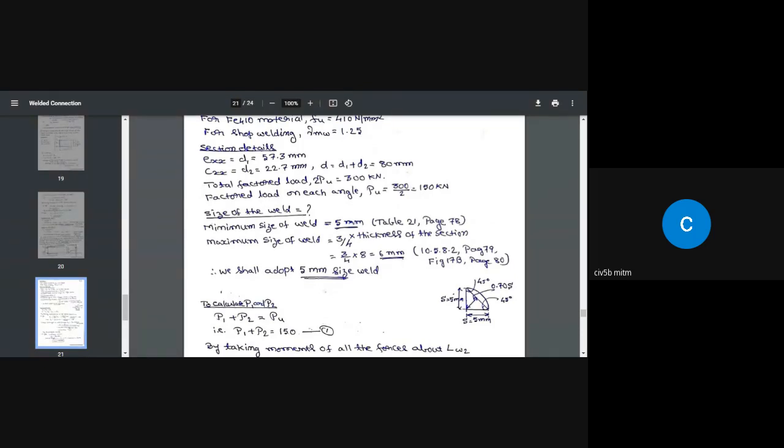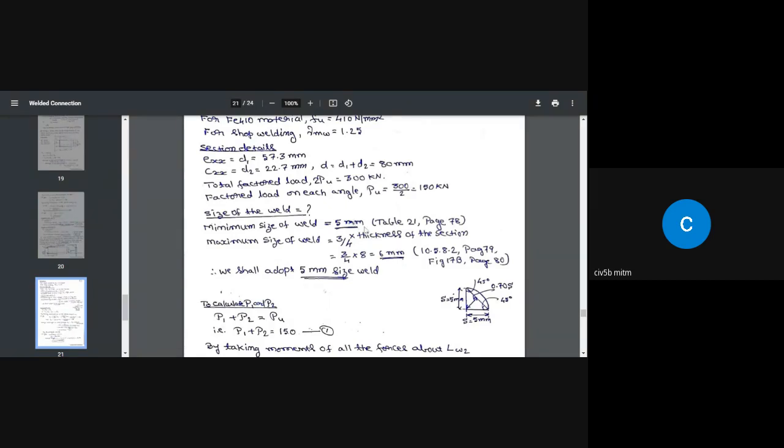Again, what is the maximum size of the weld? Go to page number 80. Look at figure 17B on the top. So that is equal to maximum thickness is 3/4 the thickness of the angle. The thickness of the angle is 8 millimeter. 3/4 of 8 is equal to 6 millimeter. So minimum size is 5 millimeter, that is S minimum. And the maximum size is 6 millimeter, that is S maximum.